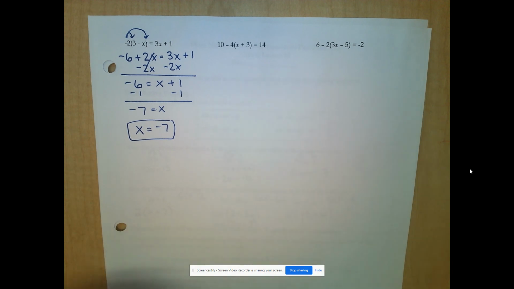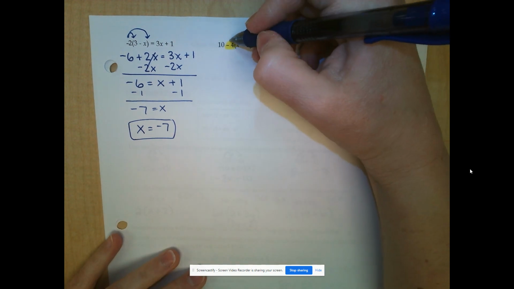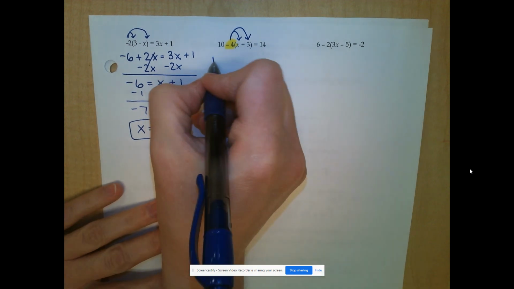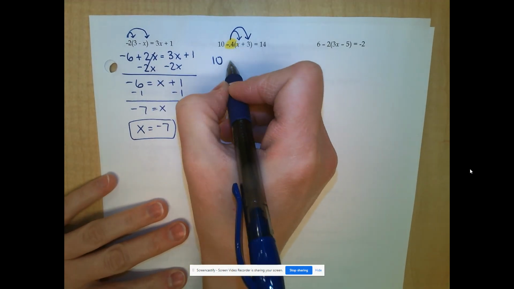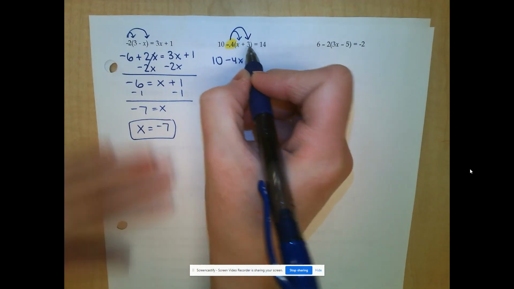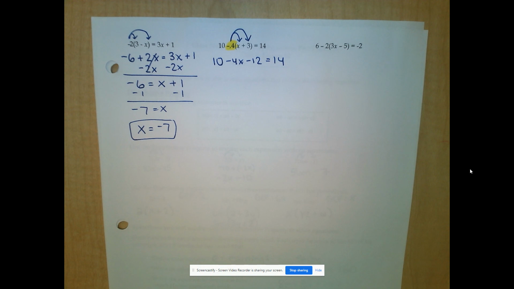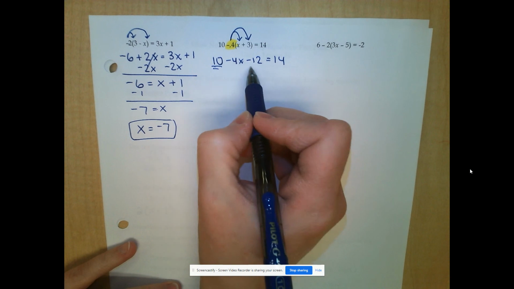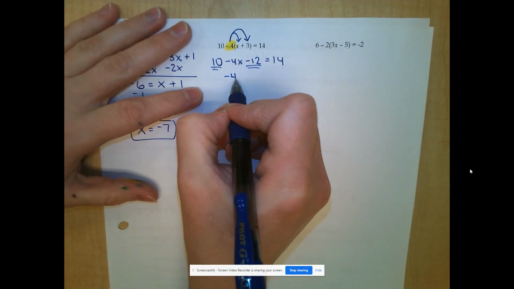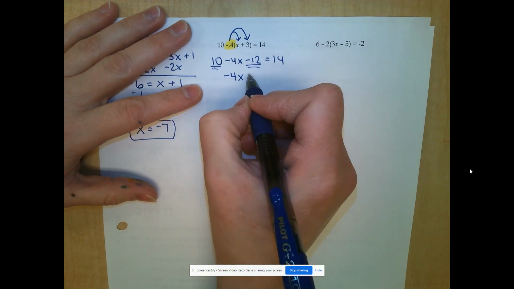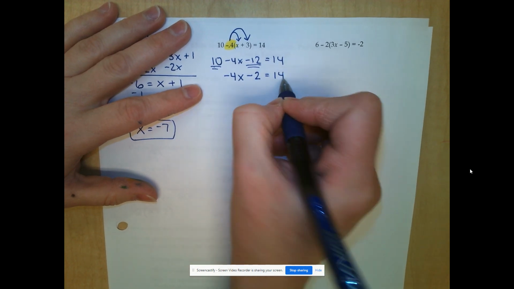This one is a little bit trickier when we are distributing the -4. Again, we have to notice that it's a -4 getting distributed. So the 10 is going to hang out here and wait for a second. -4 times x is -4x. -4 times 3 is -12. And I haven't used the equals 14 because it's on the other side of the equal sign. I have a 10 and I have a -12. And I have to combine them. Again, I'm still simplifying the left side. 10 take away 12 is the same as -2.